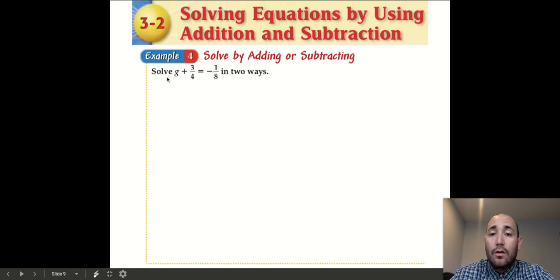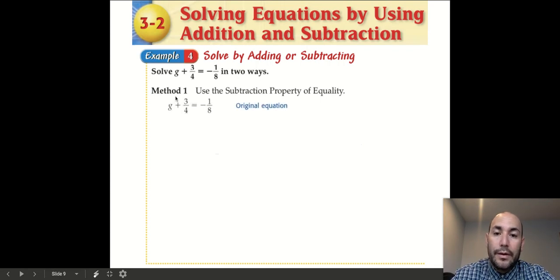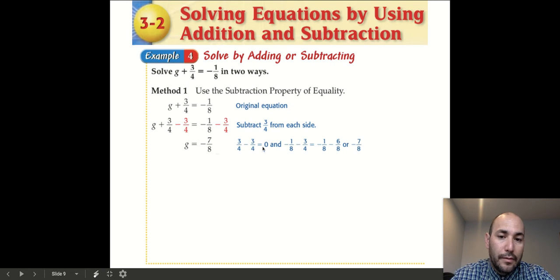So it says solve g plus 3/4 equals negative 1/8 in two ways. So my two ways are, well, let's use the subtraction one, because that's the one we just kind of talked about. So let's use the subtraction property of equality. So again, I'm going to write down my original equation. Okay, I'm going to go ahead, and if I'm going to use subtraction, I'm going to subtract 3/4 from both sides. So 3/4 minus 3/4 makes 0. Negative 1/8 minus 3/4.